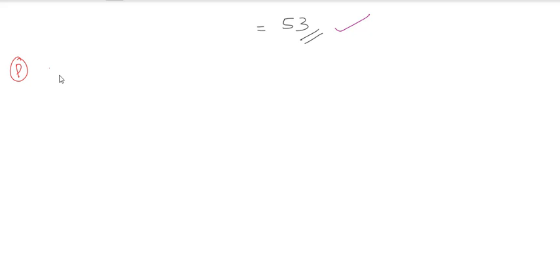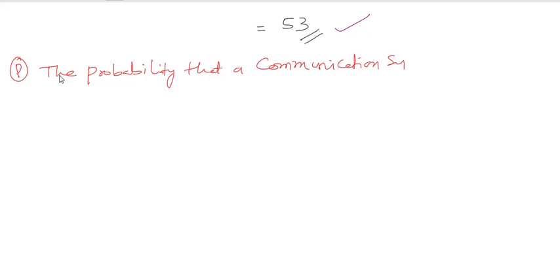Based upon conditional probability, they also ask one question. So that is conditional probability. Take down: the probability that a communication system will have high fidelity is 0.81. That is a high fidelity, you can take it as.